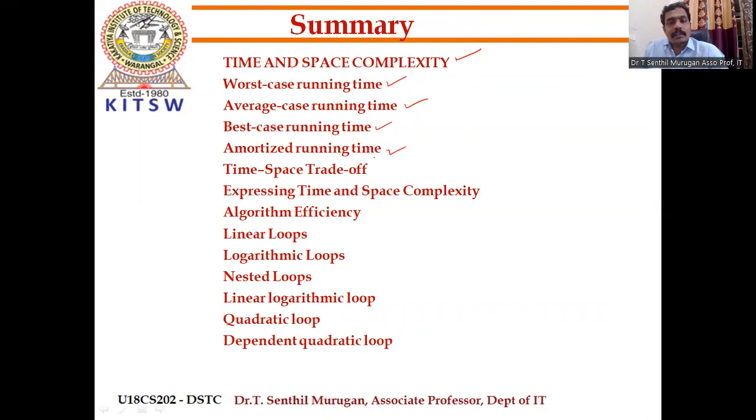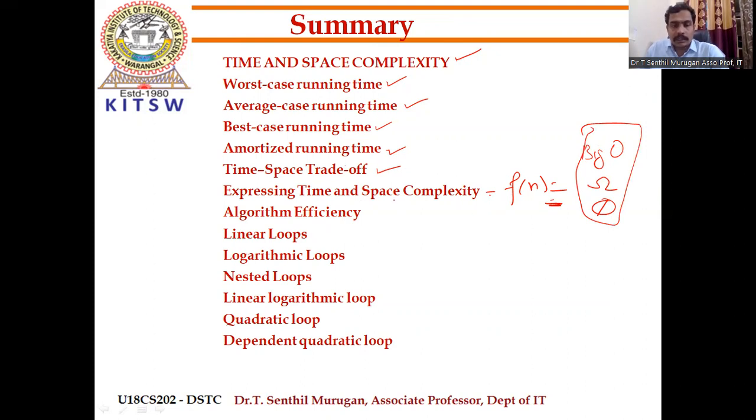Amortized running times we already discussed, and the time-space trade-off. If time is the constraint, we have to complete the task in minimum time using more space. If space is the constraint, we have to use more time to complete the task. Expressing time and space complexity, we already discussed using f of n. There are big O notation, omega notation, theta notation, and many other notations to represent complexity, which we will discuss in the DAA subject.